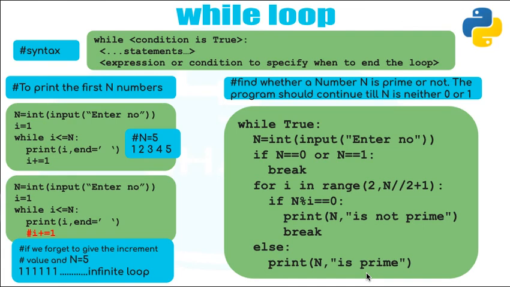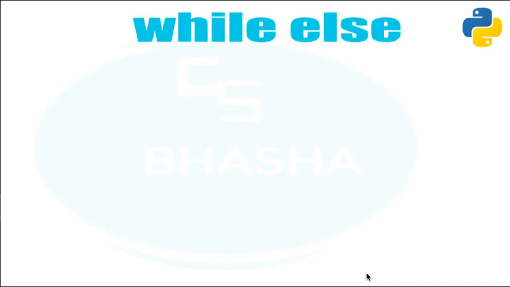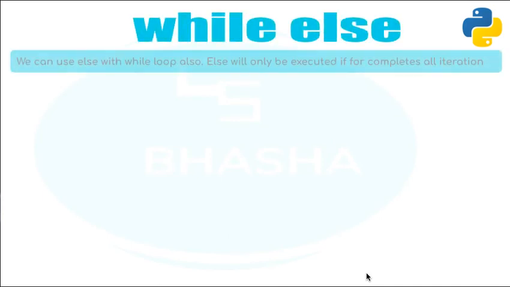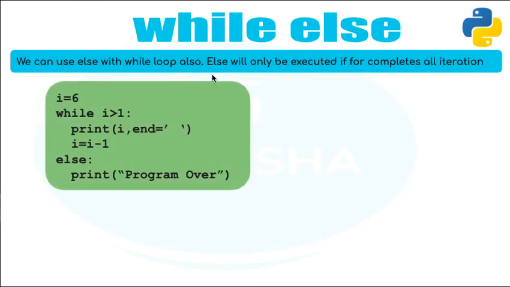Now, the same question comes: the way we have used else with for, can we use while and else or not? The answer is yes. We can use else with while loop also. And remember, else will be executed once all the iterations of the while loop are completed. So children, remember, if there is no break, it will definitely execute the else part. So you will see all the answers: 6, 5, 4, 3, 2 and the program over.